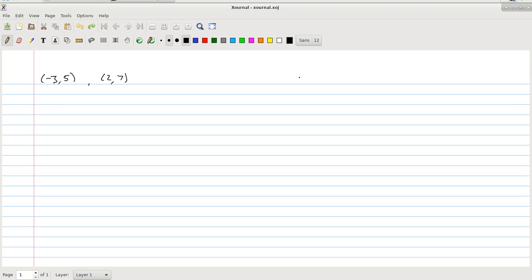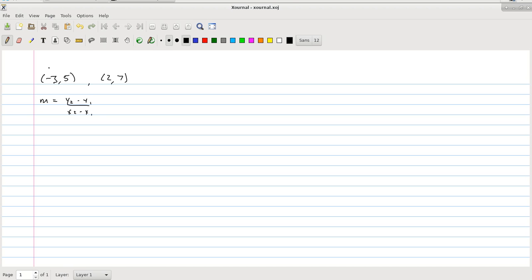Find the equation of the line passing through the points (-3, 5) and (2, 7). To find the equation of a line, we need to start by finding the slope. Our formula for that is m equals y2 minus y1 divided by x2 minus x1.